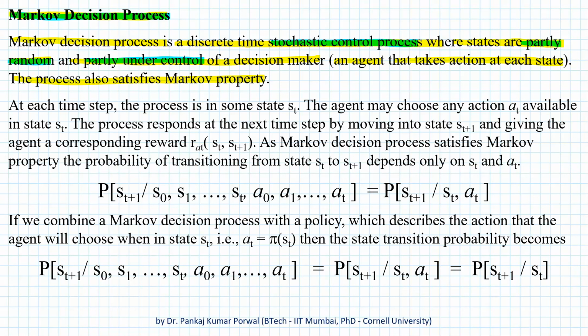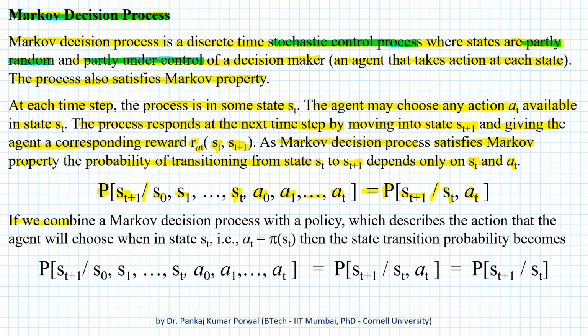So in Markov decision process, at each time step, the process is in some state ST, and the agent may choose any action AT available in that state ST, and then the process responds at the next time step by moving into a new state ST plus 1 and giving the agent a corresponding reward R corresponding to action AT and the transition from state ST to ST plus 1. And as this process satisfies Markov property, the probability of transitioning from state ST to ST plus 1 depends only on the present, that is state ST, and the action AT. So we can write probability of ST plus 1 given S0, S1 up to ST and A0, A1 up to AT is equal to probability ST plus 1 given ST and AT.